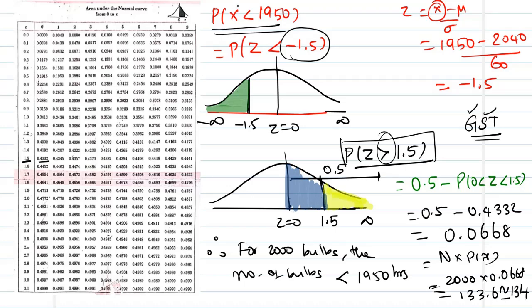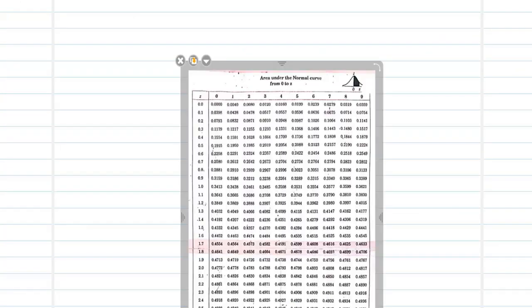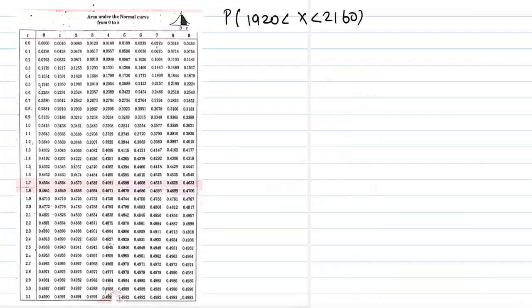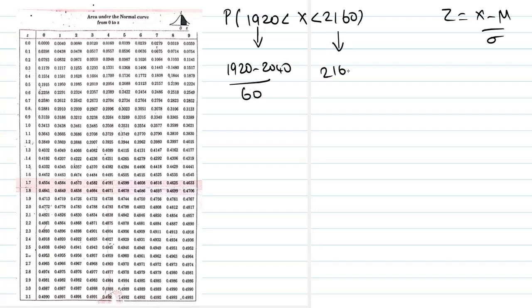Now moving on to the third subdivision. So let us move to the third subdivision. So what will happen over here? In the third subdivision, we want the probability of 1920 less than X less than 2160. So convert this also. Z equal to X minus mu divided by sigma. So this is going to be equal to 1920 minus 2040 divided by sigma, which is 60. Convert this also: 2160 minus 2040 divided by 60.